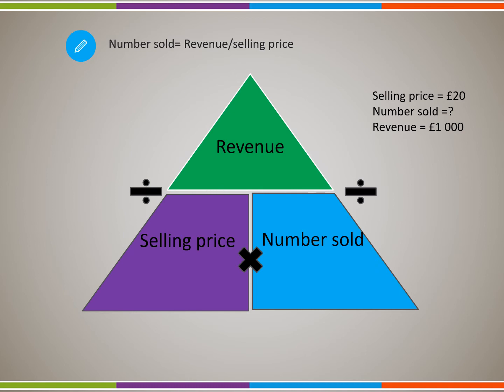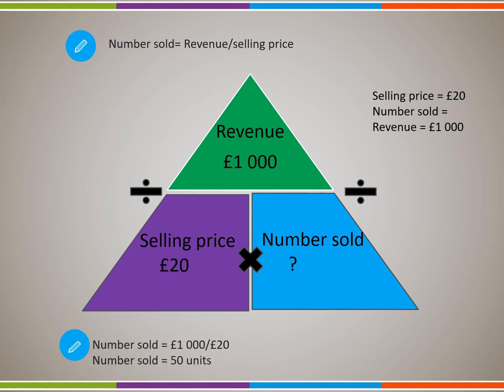Here we know our selling price is 20 and we know our revenue is £1,000. So the unknown is the number that have been sold. Let's put our numbers into our triangle. Revenue of 1,000, selling price of 20, so we need to divide the two figures. So the number sold is 1,000 divided by 20 gives us that 50 units were sold. So each time we are just putting the information into our triangle and this makes it easy for us to calculate the missing number.